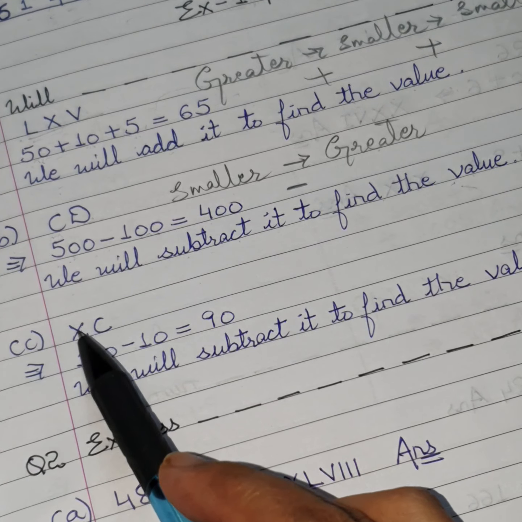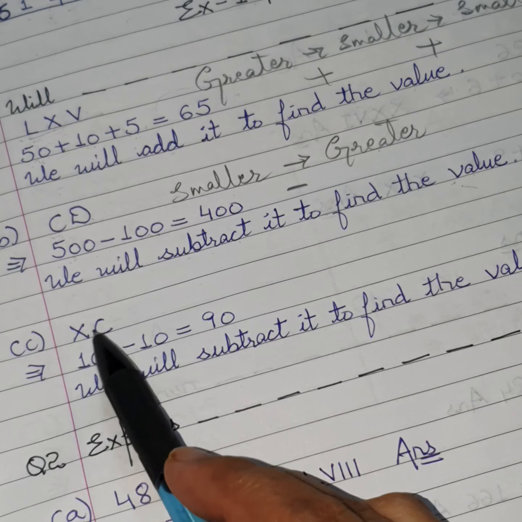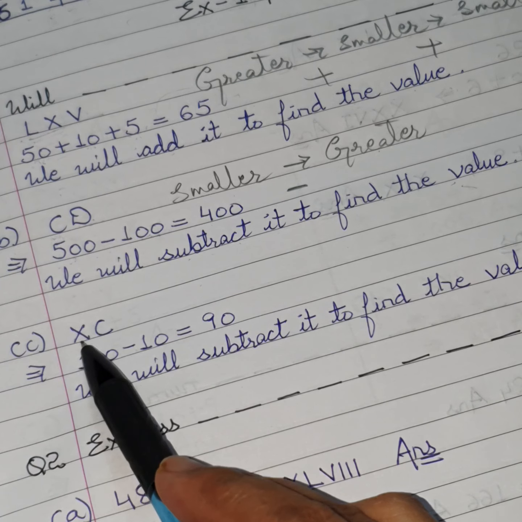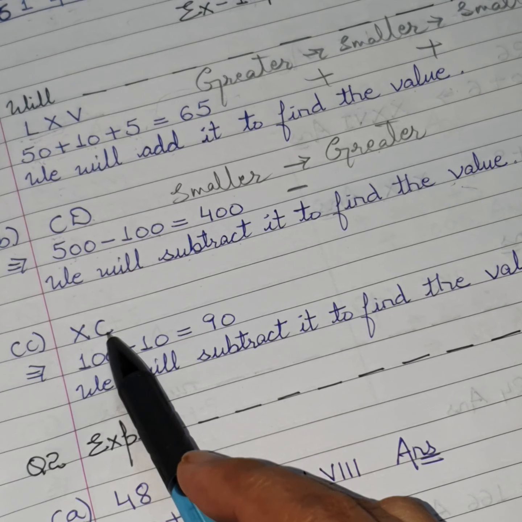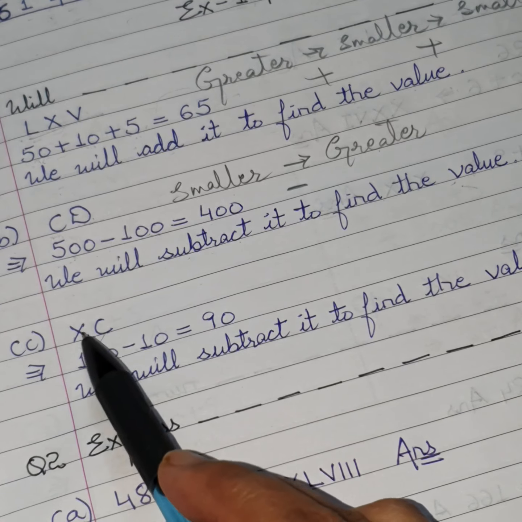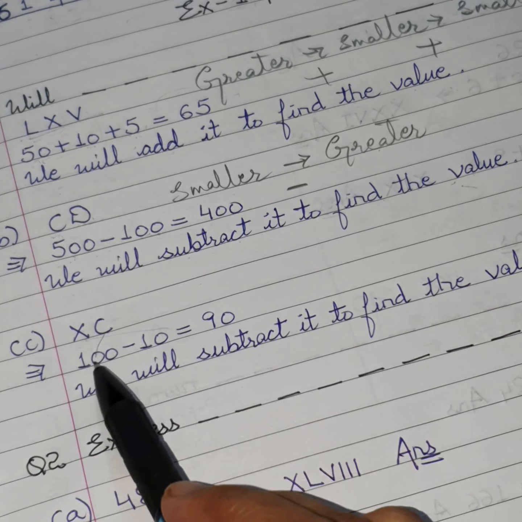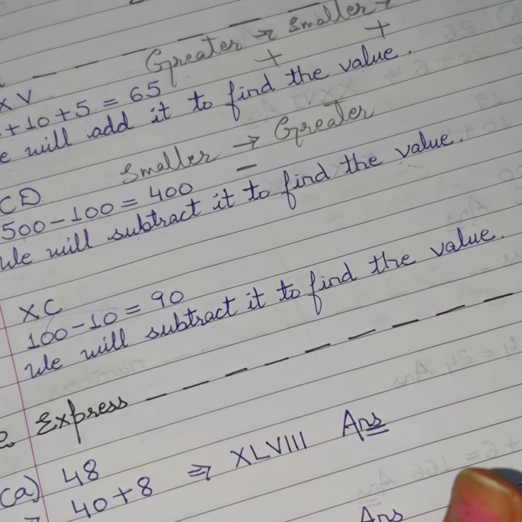Then C part, XC. So X is 10 and C is 100. Again you can see smaller is coming first and then the greater is coming. So we will do subtraction in this part also, like 100 minus 10, because C is 100 and X is 10. So 100 minus 10 is 90. So we will subtract it to find the value.